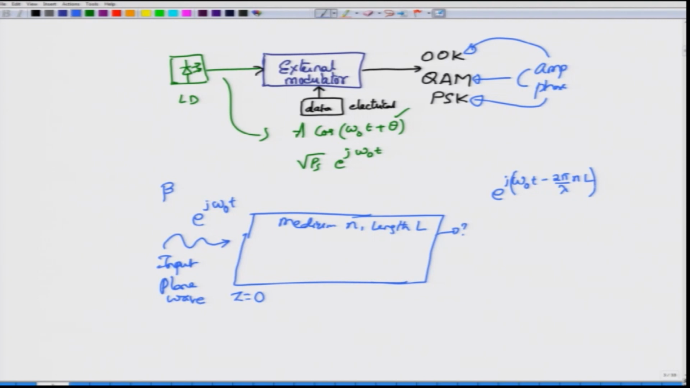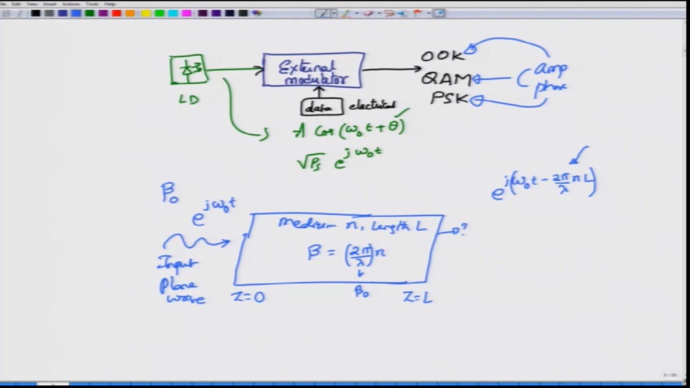Is that correct? Yes, because 2 pi by lambda is the free space value of beta, beta naught, but the value of beta inside the medium is given by 2 pi by lambda times n, where 2 pi by lambda is basically beta naught as I told you. So, in the medium the propagation constant is beta, and because the medium has a length of L going from z equal to 0 to z equal to L, this is what you are going to obtain, right.